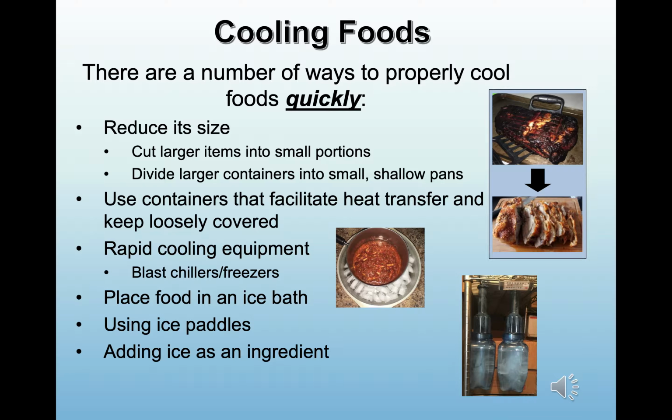You should also divide foods into smaller, shallower containers. An example of this may be to separate a large pot of chili or soup into smaller pans. You should use containers that facilitate heat transfer and keep them loosely covered. Using rapid cooling equipment such as blast chillers or freezers is also helpful. You can also effectively cool foods quickly by using ice baths or ice paddles, or even by using ice as an ingredient in the food.